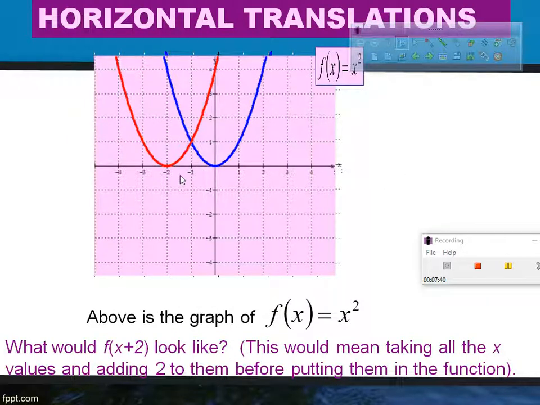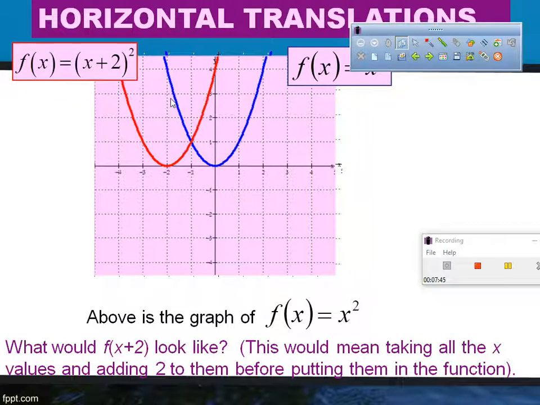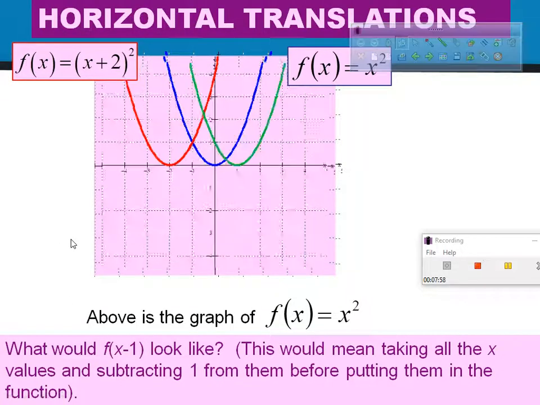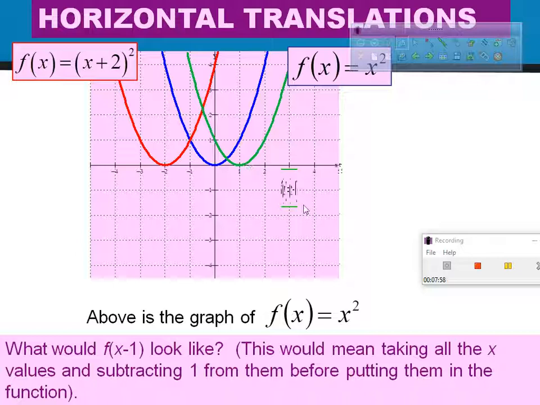See in red, that function moves to the left. So if you have your regular x squared graph and you do x plus 2 squared, it's going to move that graph to the left 2 places. If I had x minus 1 and it's inside the parentheses, you would literally take that function and move it to the right 1. So in green, anytime you add or subtract a number on the inside of the function, it moves it left or right.